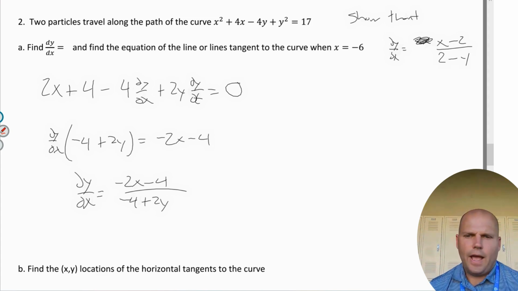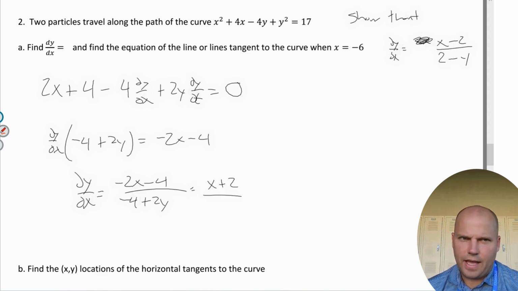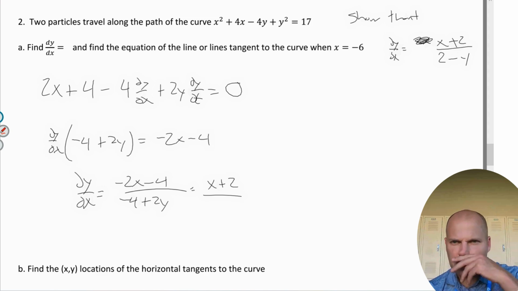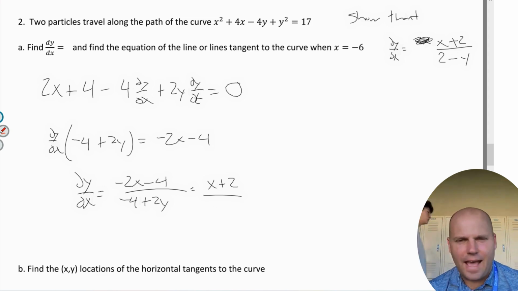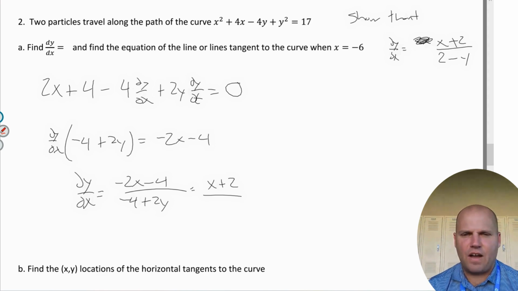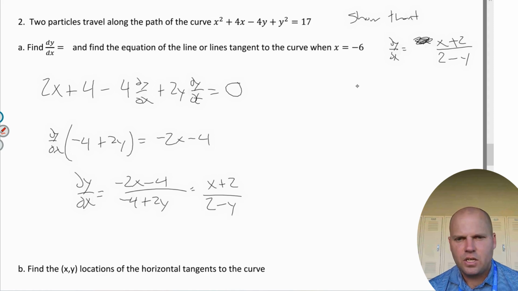And all you have to do is divide the top and bottom by -2 to do the last step. You get that x plus 2, and you get that positive 2 minus y. All right, so there's your slope equation. Now we got x equals -6. We're going to have to find the y's when x is -6. Plug it into our original equation.